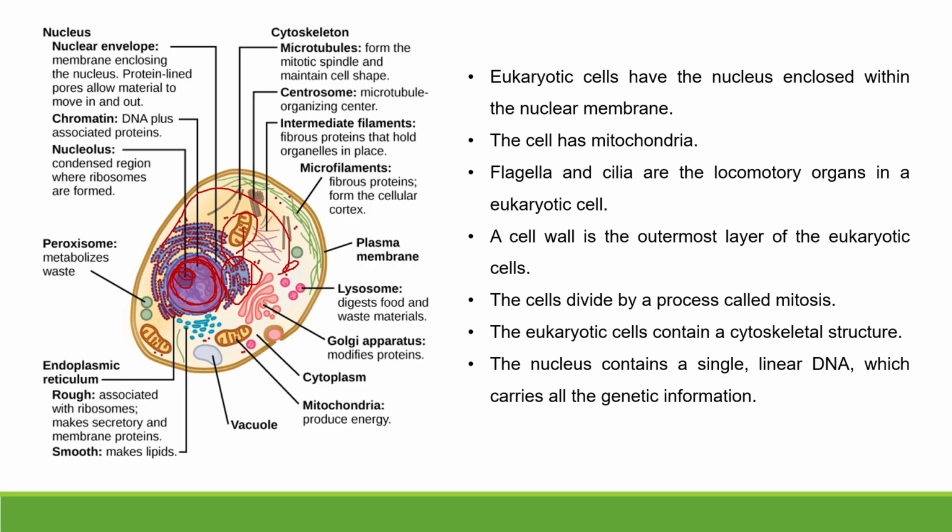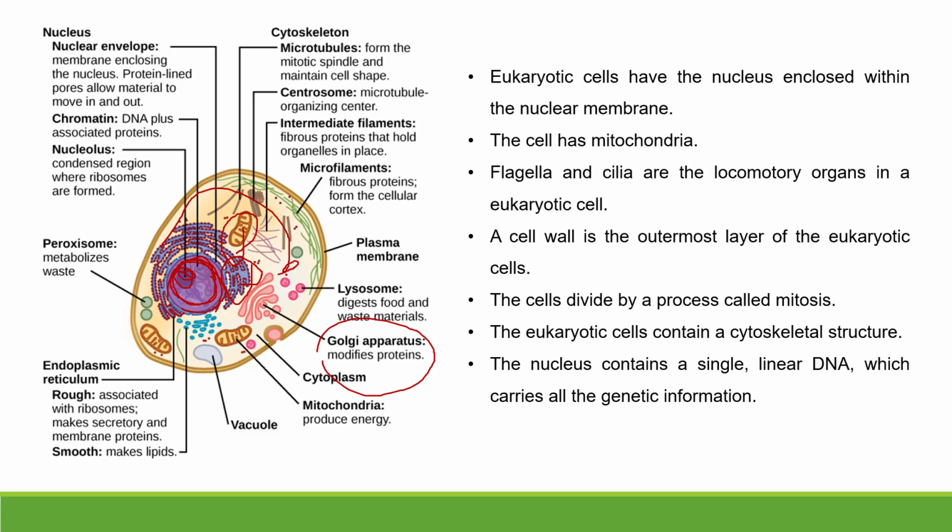So you can say rough endoplasmic reticulum, which helps in protein synthesis, and smooth endoplasmic reticulum, which produces lipids. The next one is the Golgi apparatus, which modifies and packages proteins for transport. And the next one you can see is the lysosome. The lysosome helps in digestion and removal of waste materials, while peroxisomes detoxify harmful substances.